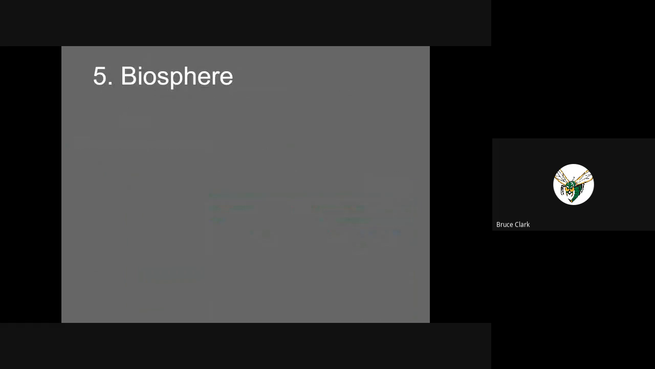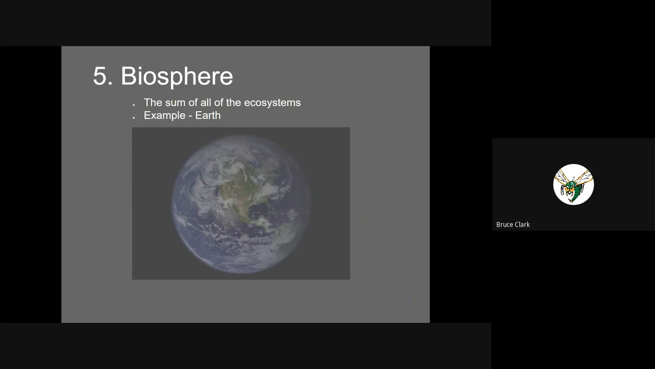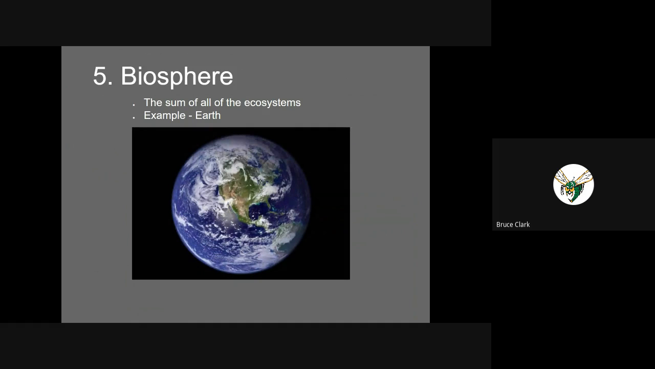And then lastly, we have the biosphere. When we add up all the ecosystems, we get a biosphere. So far, we only know of one. That's Earth. We haven't looked very far yet, but we have one biosphere. And we'll talk a little bit about how this plays into an effect. Different ecosystems can play roles in other ecosystems, etc. So, starting off simple with five major levels of ecological organization.